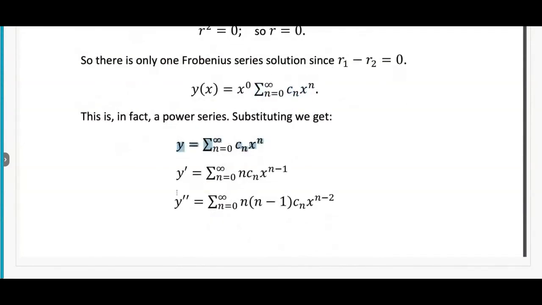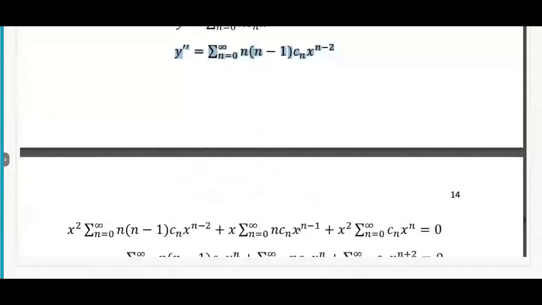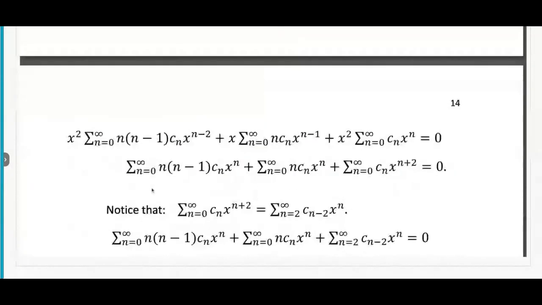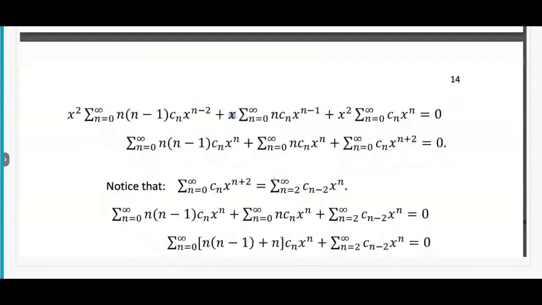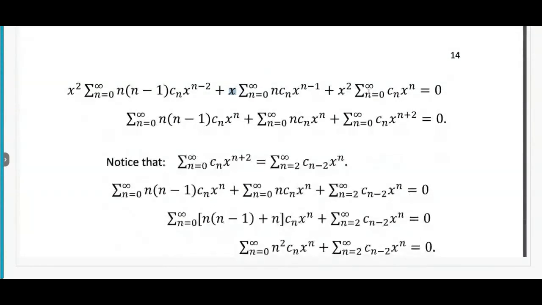Well, then that's our y, that's our y prime, that's our y double prime. Plug back in to the equation. Right. We have n minus 2, but this is x squared. We have n minus 1, but we have x here. So no problem once we multiply. But this one, we have x squared times x raised to n. We need to reindex this one.